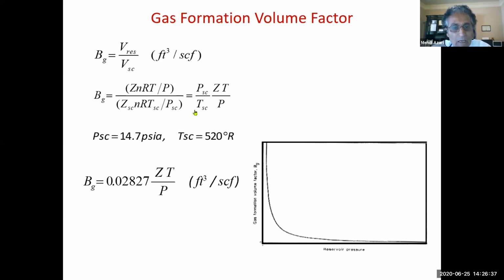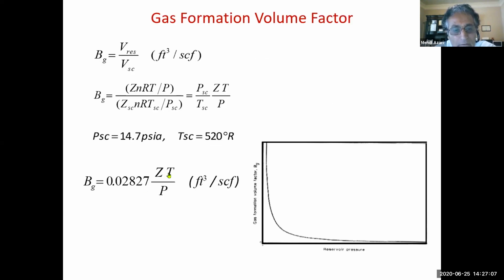You put T standard at 520, for P standard you put 14.7, and you come up with BG, which is 0.02827, 0.02829, something in that range, times ZT over P. It varies depending on whether you use 14.7 or 14.696, or how you approximate it. So this is one of the equations that you need to memorize and use for the BG fraction.